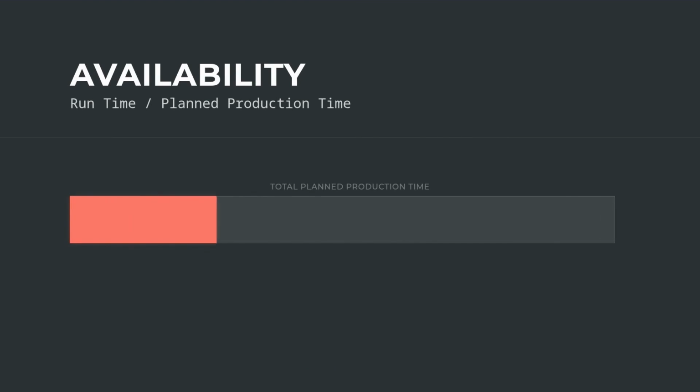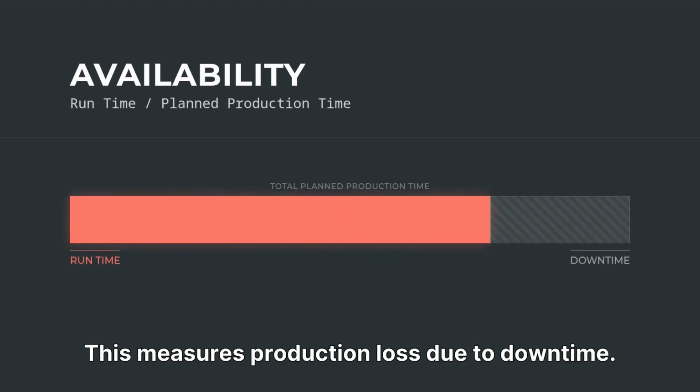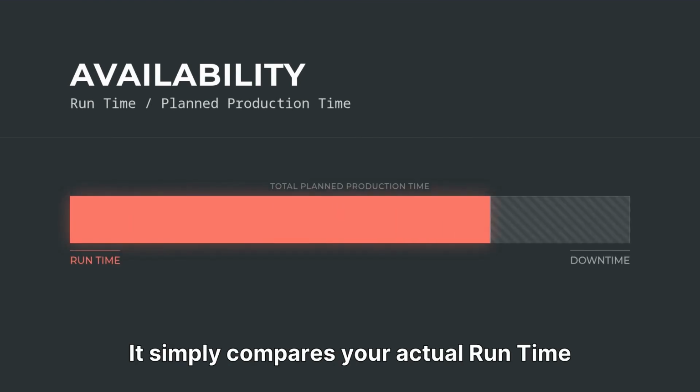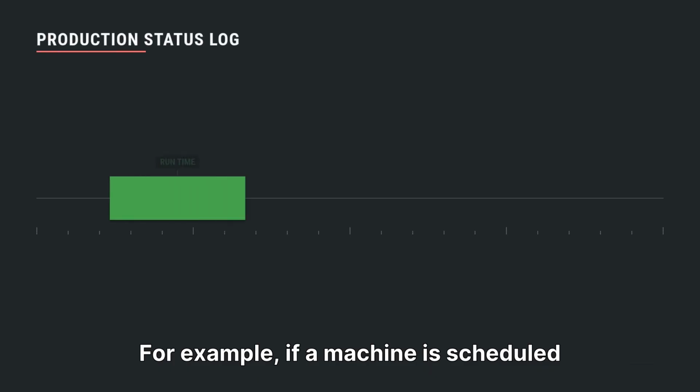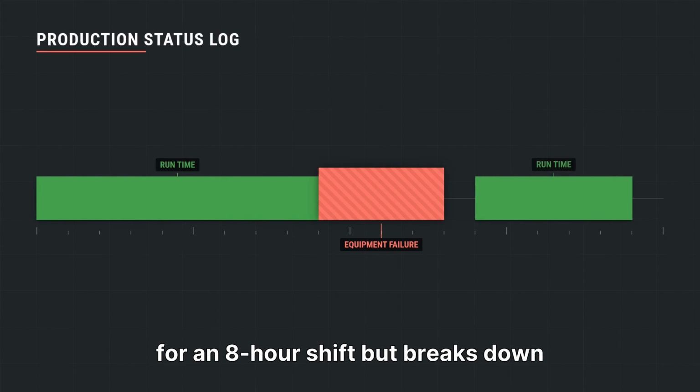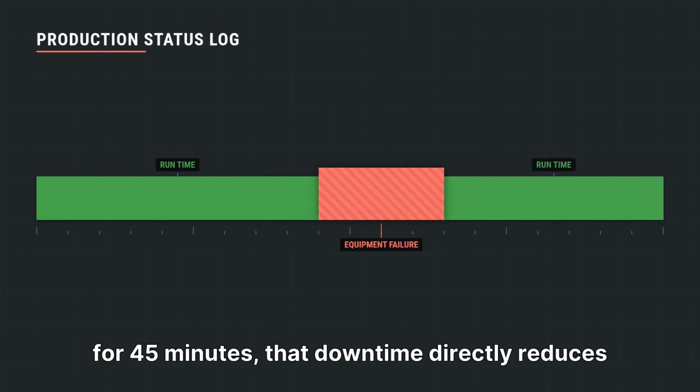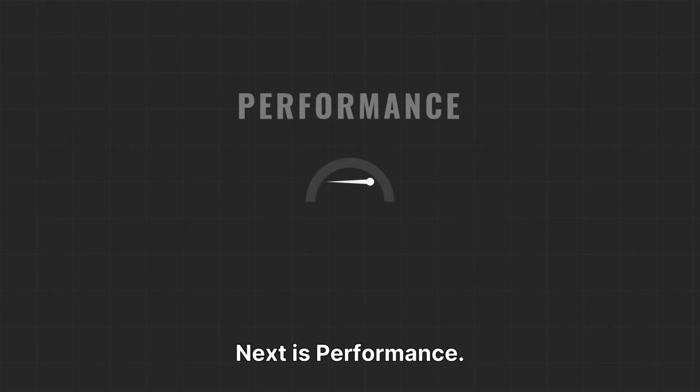First, availability. This measures production loss due to downtime. It simply compares your actual runtime to your planned production time. For example, if a machine is scheduled for an 8-hour shift but breaks down for 45 minutes, that downtime directly reduces your availability score. Next is performance.